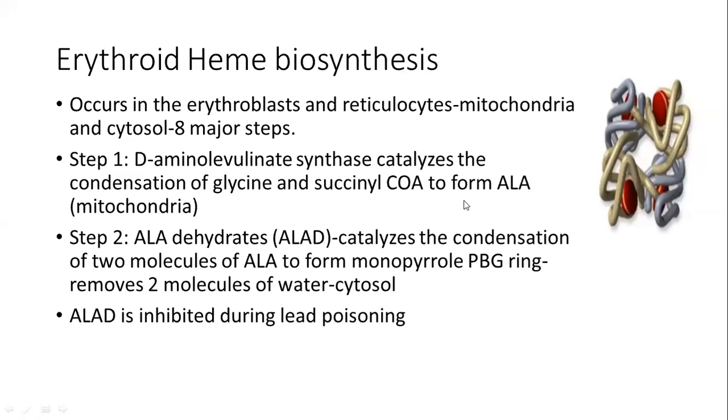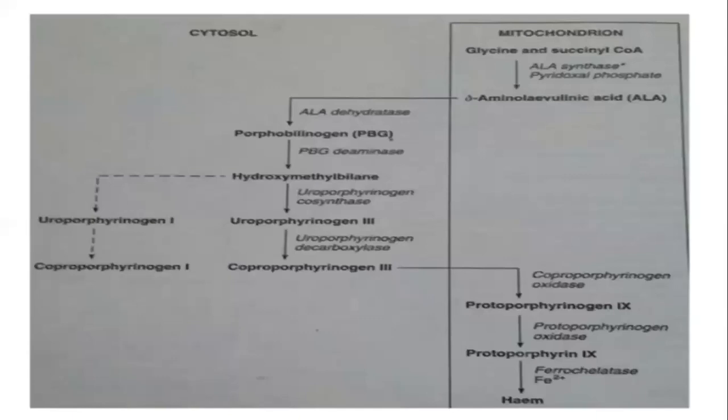Step number 1 is where delta-aminolevulinate synthase catalyzes glycine and succinyl-CoA to form ALA, which I think I did mention. That condensation process occurs within the mitochondrion. And I think I had already demonstrated this: when you have glycine together with succinyl-CoA within the mitochondrion, you end up with ALA. And this is basically facilitated by ALA synthase, okay?